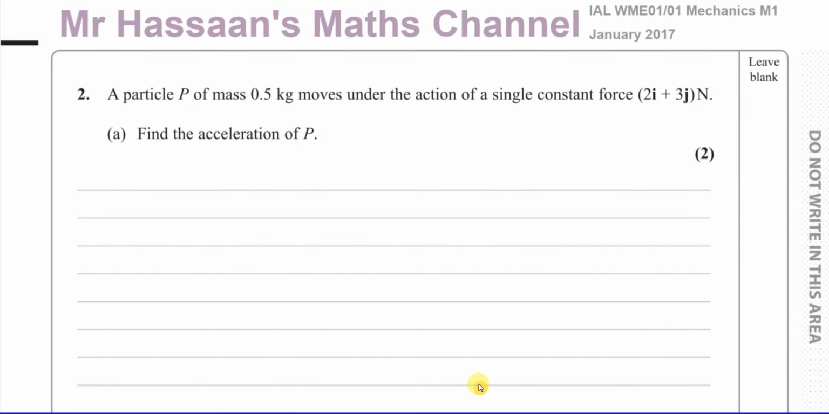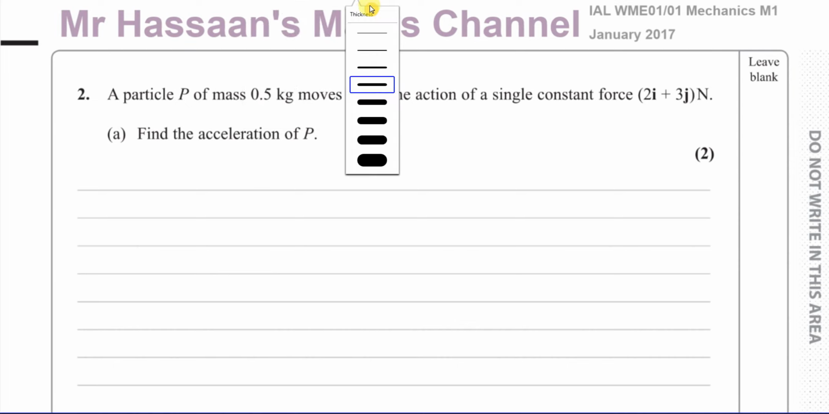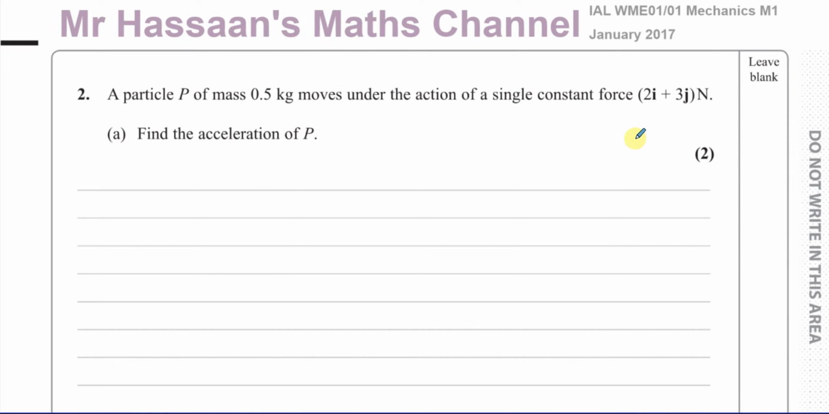Okay, welcome back to Mr. Hassan's Maths channel. I'm now going to be answering this question, which is question number 2 from the Mechanics M1 International A-Level Edexcel January 2017 exam. One of the viewers on the channel has requested me to answer. He's asking about part B, but I'll start with part A.